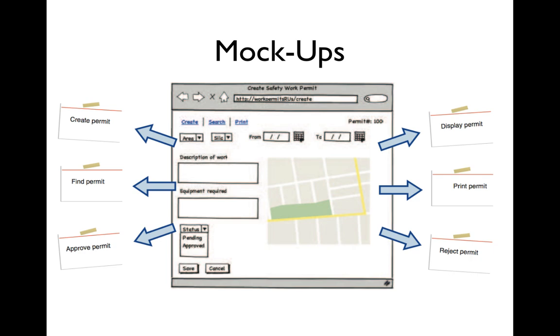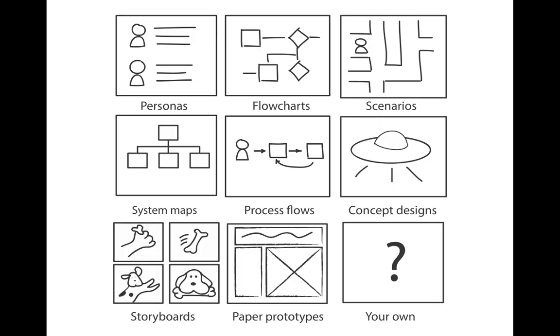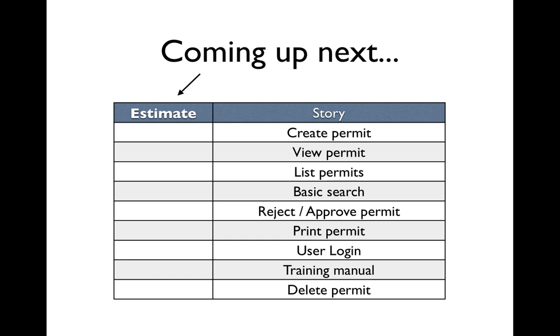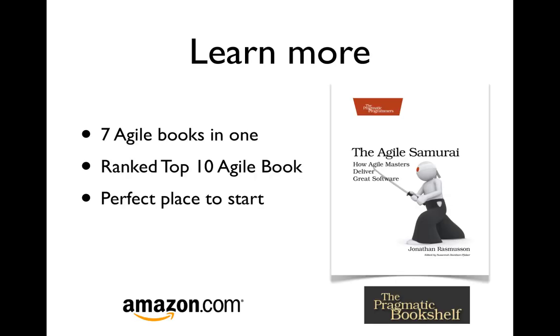But at the end of the day, stories can really come from anywhere. There's no one way to go about gathering them, so feel free to use any technique you like to find them. At the end of the day, the goal is a high-level overview of your project. The stories you gather here become the beginning of your Agile plan. And in the next episode, we're going to look at how to estimate your user stories and figure out how big your project is. Well, that's it for now.